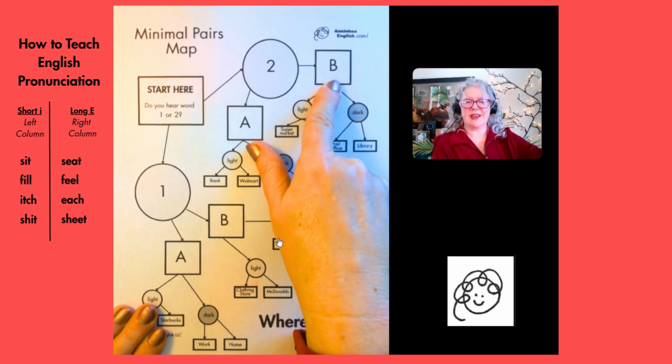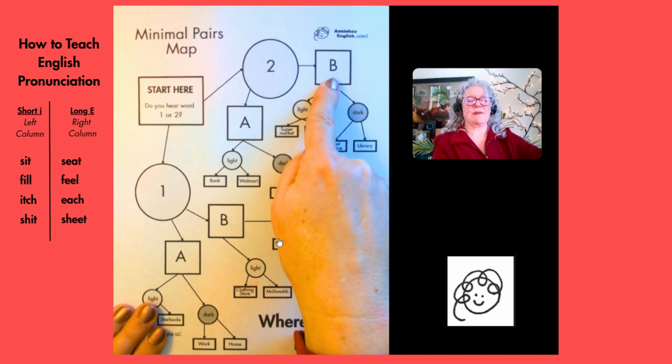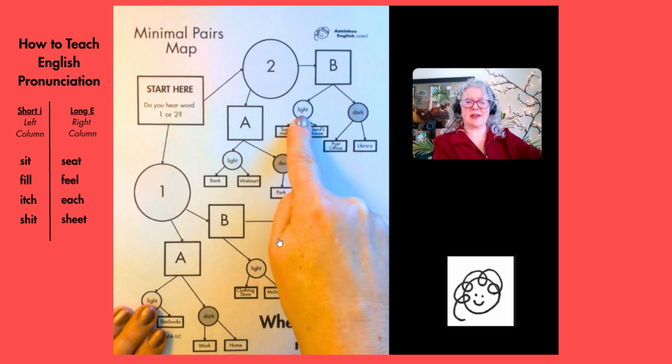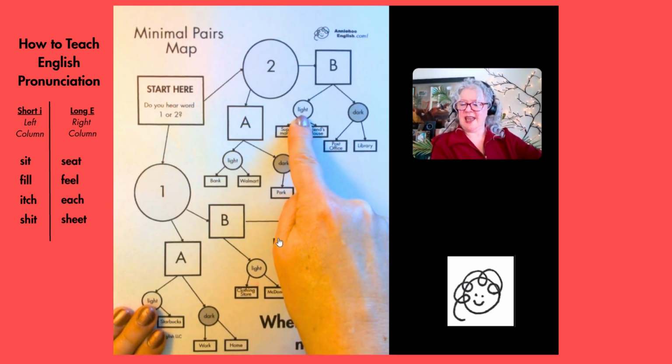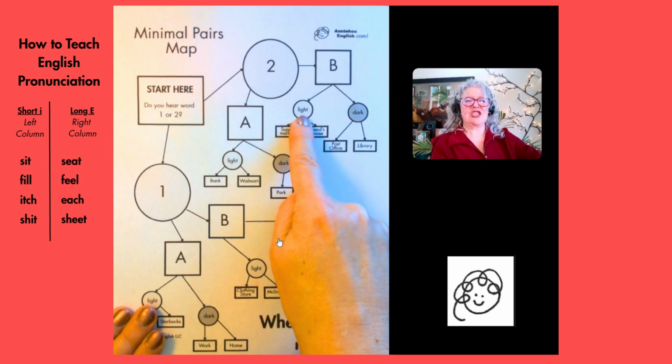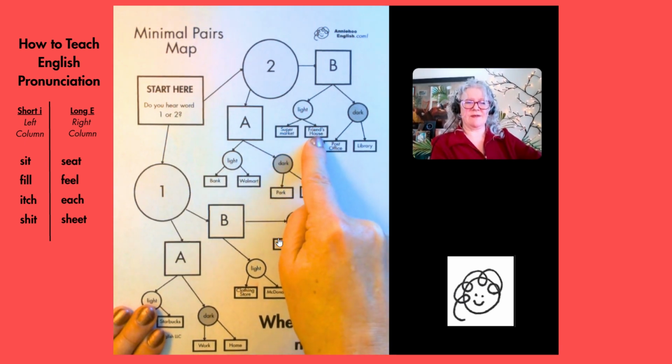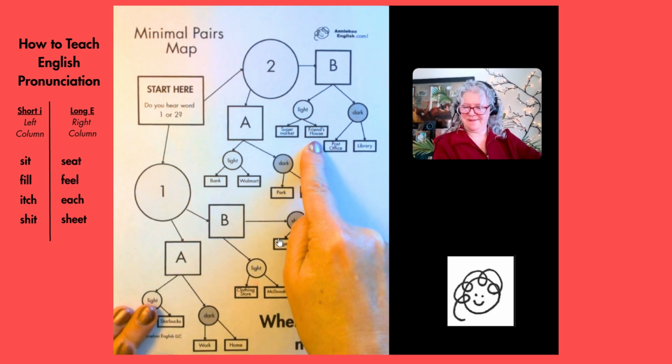The third word, I said itch. Itch. So that would be the column on the left. So that would be under light. And the fourth word, I said sheet. Sheet. So that would be on the right, not the left, it's the right. So you are at your friend's house. Okay.